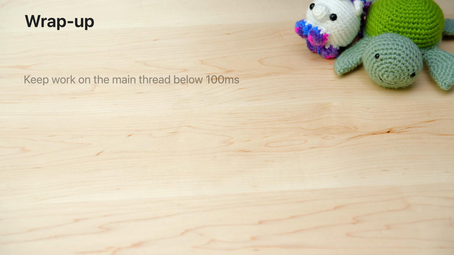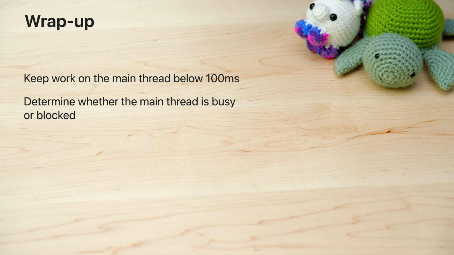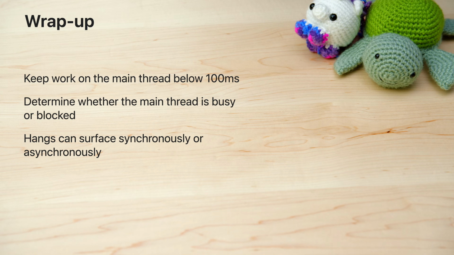If you remember only one thing from this session, let it be this. Whatever work you are doing on the main thread, it should be done in less than 100 milliseconds to free the main thread for event handling again. The shorter, the better. To analyze hangs in detail, Instruments is your best friend. Remember the distinction between the busy and the blocked main thread, and remember that hangs can also be caused by asynchronous work on the main thread. To fix hangs, you want to do less work or move work to the background, sometimes even both. And doing less work often just means using the right API for the job.